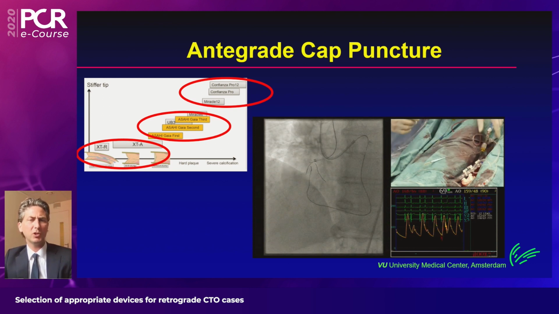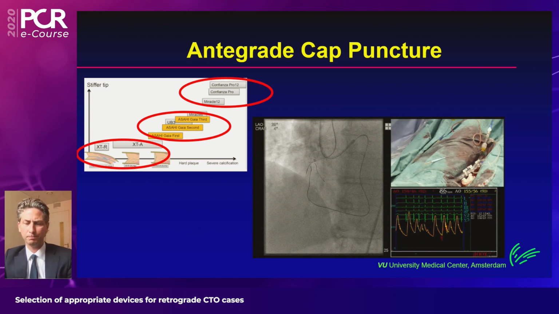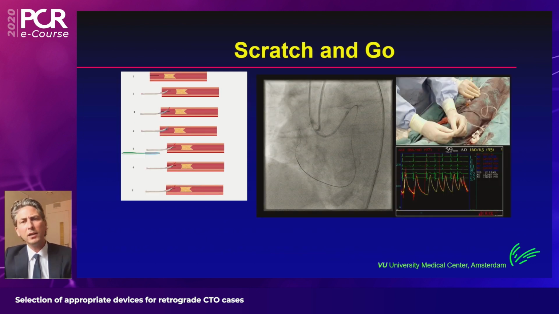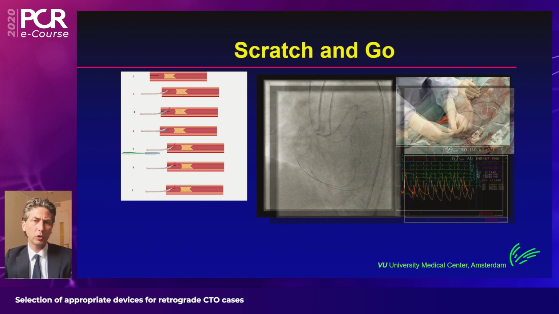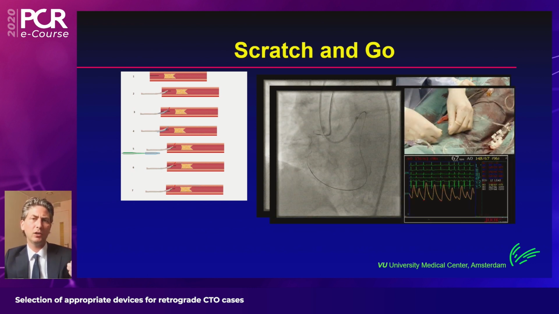So at this point in time, it's good to recognize it. You should retract your gear and try again. To try to find some new architecture, we employed what we call the scratch and go maneuver. The scratch and go maneuver basically means that you intentionally try to dissect with a stiff wire, go into the subintimal space, find some tissue, and then do the procedure again, where you try to knuckle again.